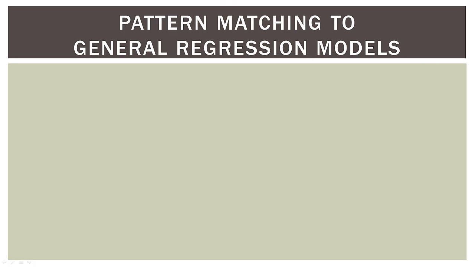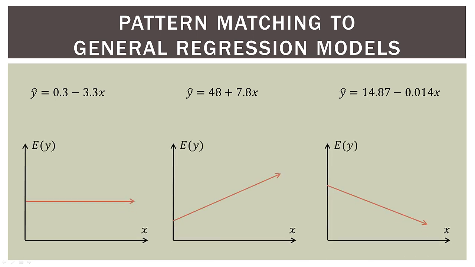So let's go ahead and do a quick exercise where we can match an equation with the general regression model. So we have an equation that's y hat equals 0.3 minus 3.3x. Then we have y hat equals 48 plus 7.8x. And then y hat equals 14.87 minus 0.014x. Then we have our three general forms. So in our first example, our slope, beta sub 1, is at or near 0. In the second example, our slope is positive, so beta sub 1 is positive. And in our last one, beta sub 1 is negative.